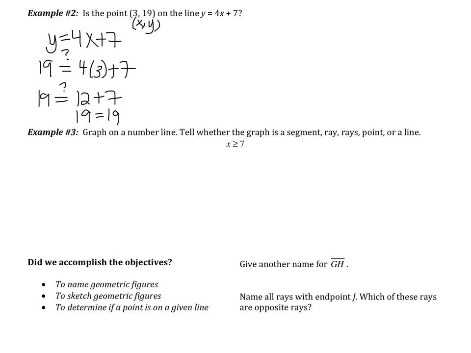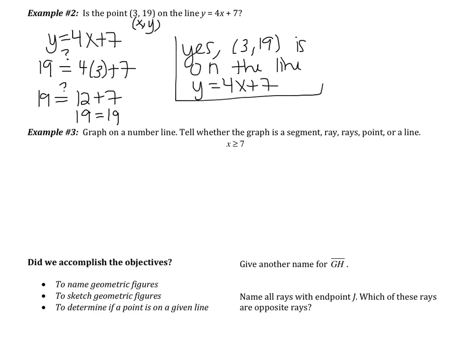Okay, what does that tell us? So the question was, is the point on the line? Well, I found the left side and the right side were equal, so we would say, yes, (3, 19) is on the line y equals 4x plus 7. So that's our final answer, and I want a sentence like that, so I know what your answer is. If the point was not on the line, the left side and the right side of the equation would not be equal. We would have 19 equals 12, or 19 equals 7, or something that was not equal to 19.